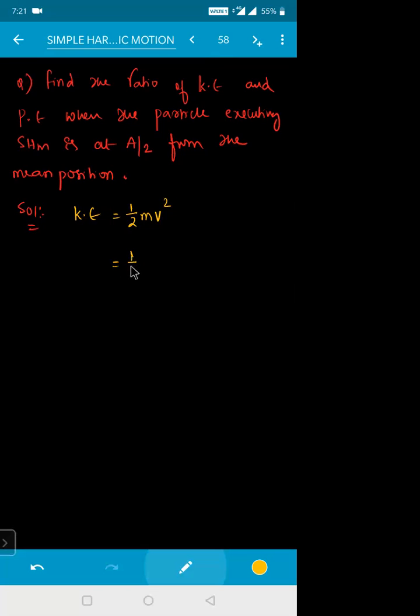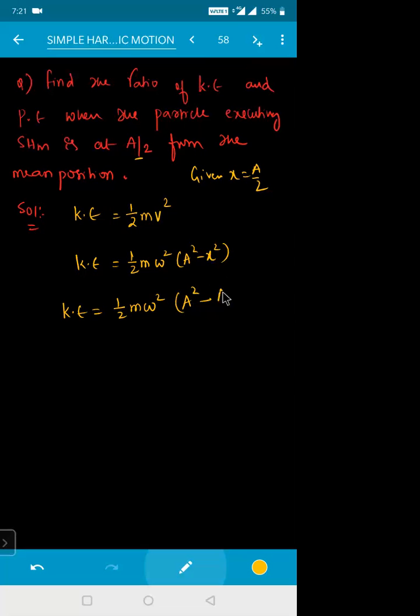So that is equal to half into m, and v is equal to how much? Omega into square root of a square minus x square. This is the kinetic energy. So x is how much in the problem? x is equal to A by 2. Kinetic energy will be half m omega square into a square minus (A by 2) whole square. That means a square divided by 4.